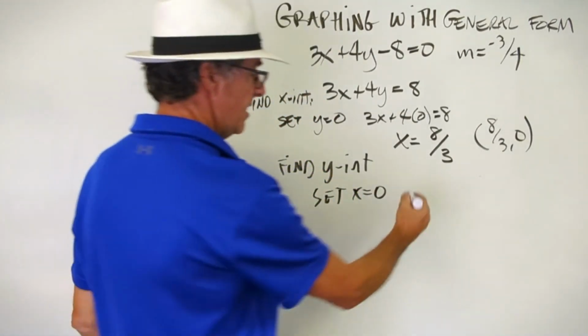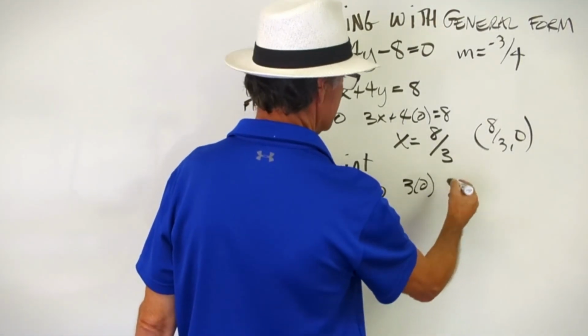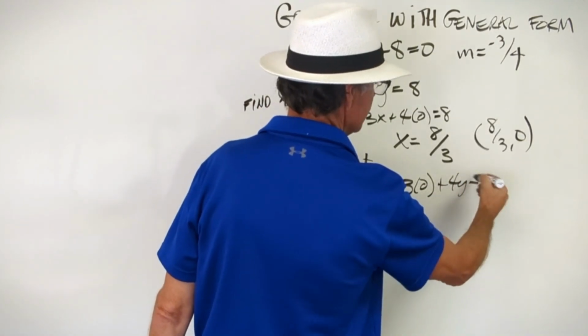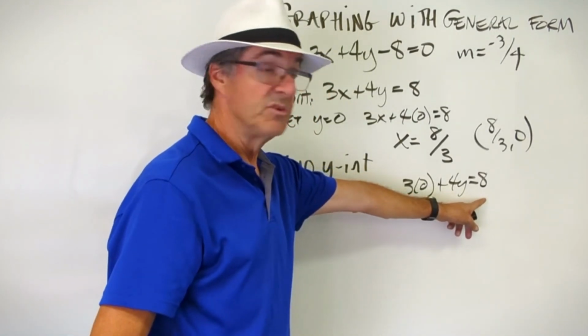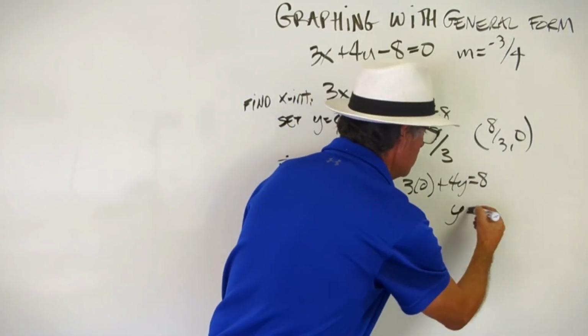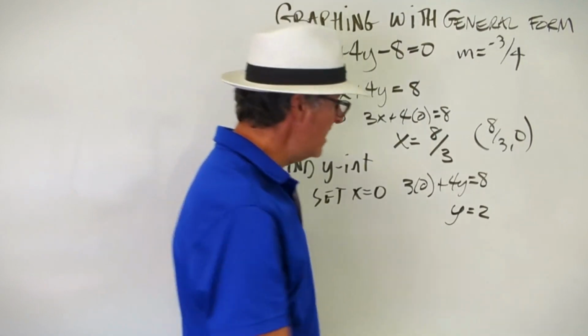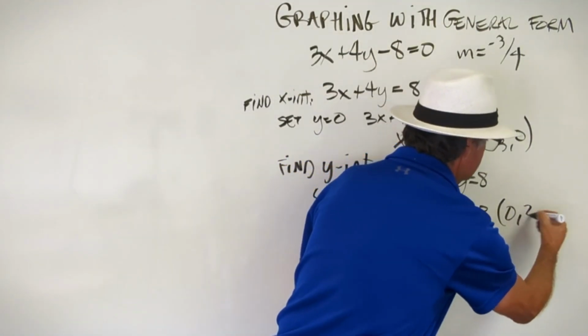Pretty straightforward. I'm going to do my plug-in. 3 times 0 plus 4y equals 8. That goes to 0. 4y equals 8. Divide both sides by 4. I get y equals 2. So that gives me a y-intercept of (0, 2).